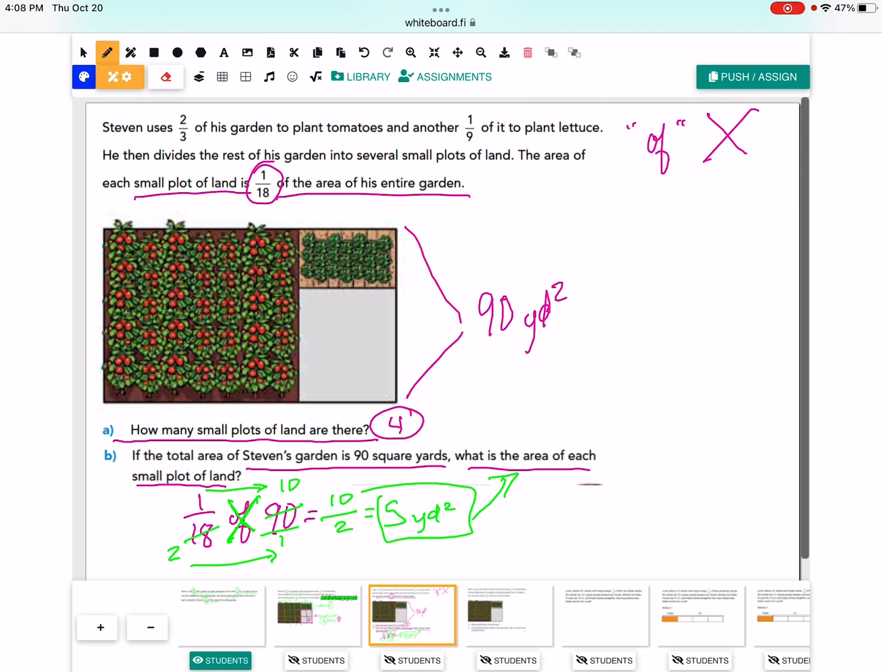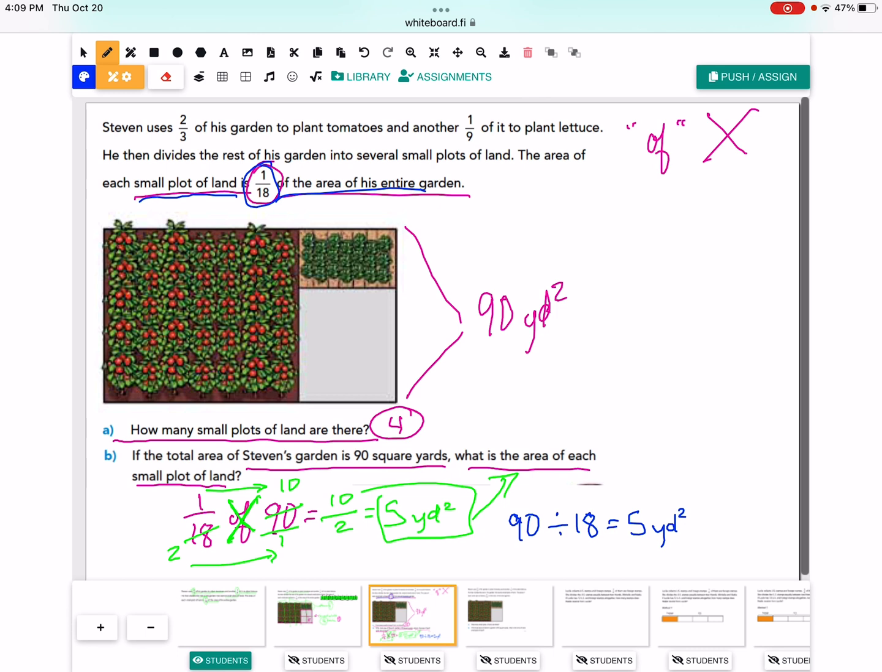So let's start with the one we just solved, since it's fresh in our minds. We were told that each small plot of land is 1/18 the area of the entire garden, and that was 90 square yards. Well, if we have 90 and we divide it into 18 pieces, the answer we get is 5, and this would be 5 yards squared. All right. Now you can check my math.